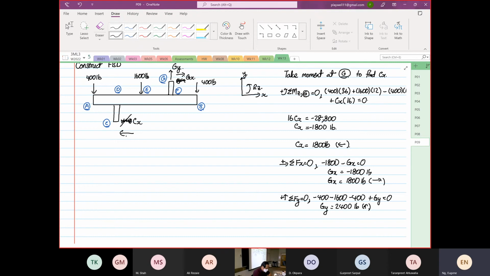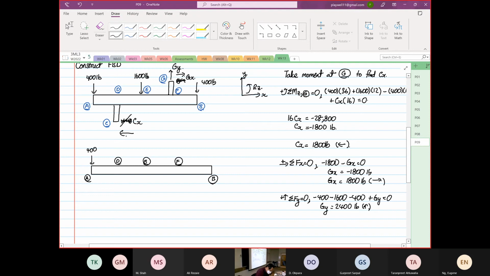The trick to this problem is the moment. The problem with this question is the moment. So if we now focus on the beam. So this is point A, point D, point E, point F to point B. We know over here it has 400. We know over here we have 1600. We know over here we have 400.